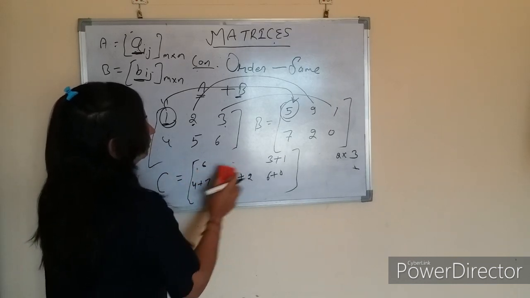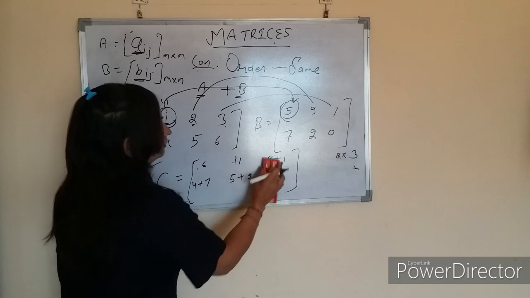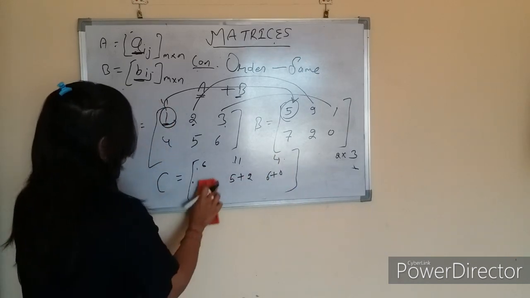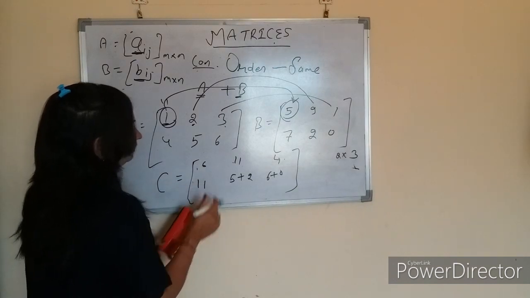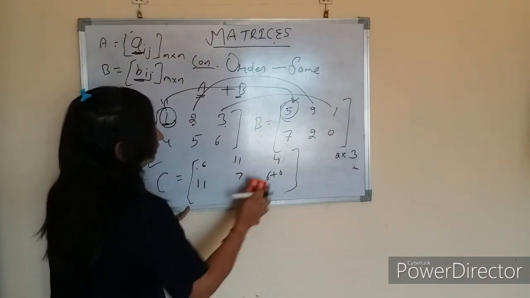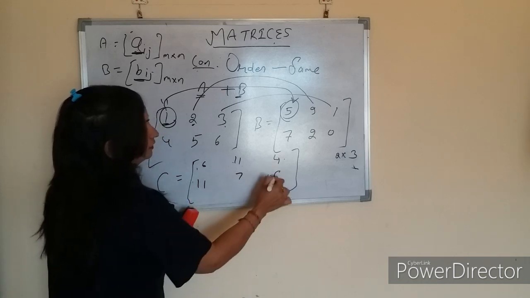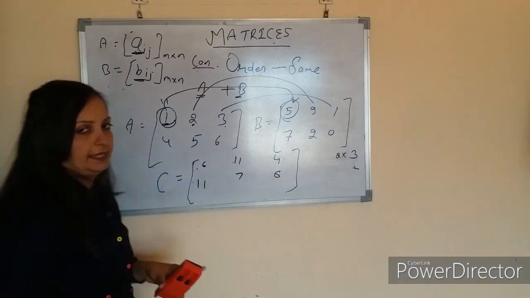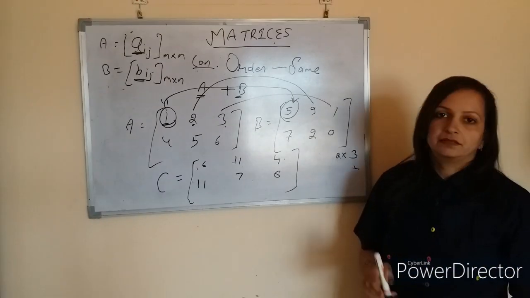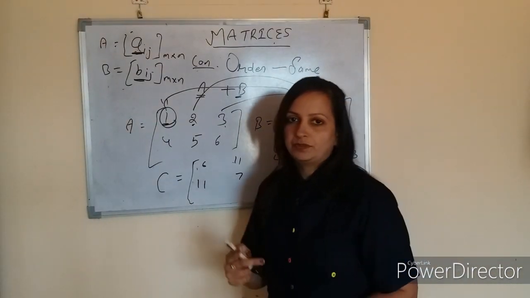Now you can clearly see the answer will be 6, 11, that is 4, that is again 11, that is 7, and that is again 6. So the addition of matrix A and B will be this.